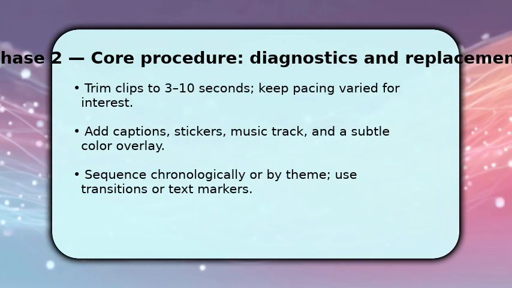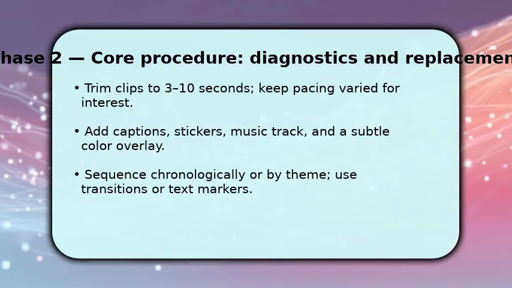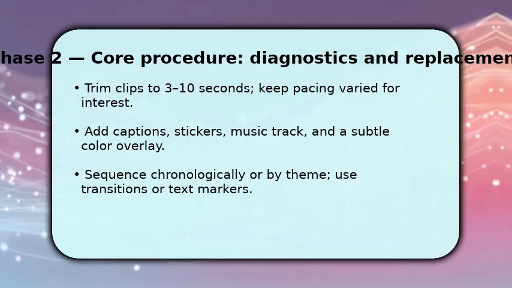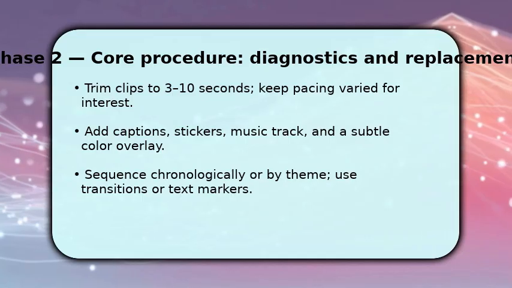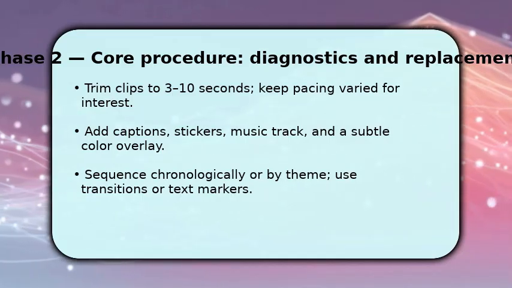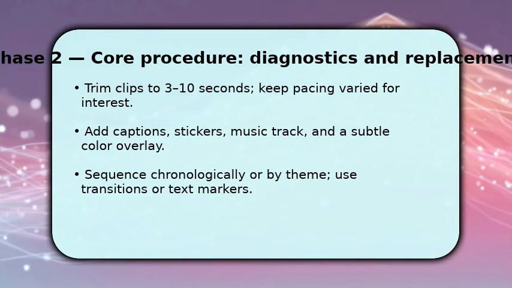Now you edit and assemble. Trim video clips to between 3 and 10 seconds so the pace stays fresh, and place photos in an order that tells the story, chronological or theme-based. Add captions that explain context, then layer a music track that matches the mood. Lower the music volume under voice or narration.